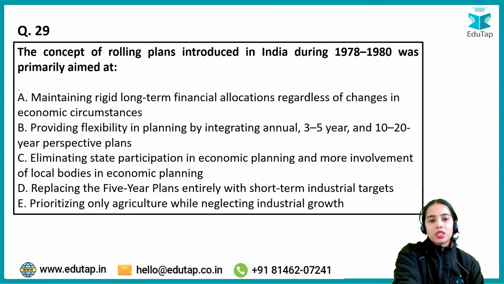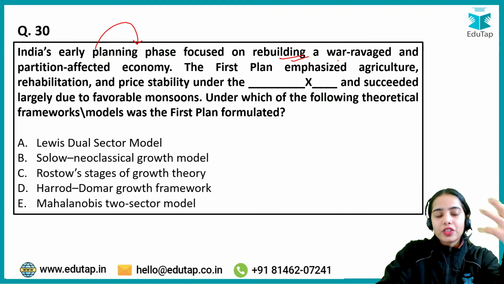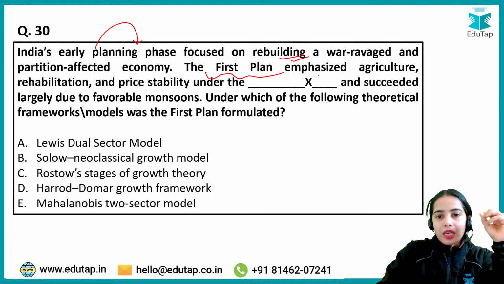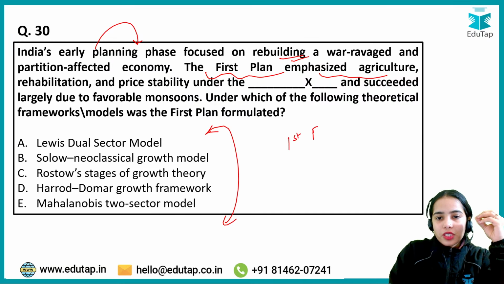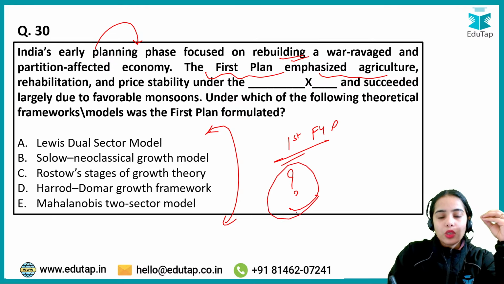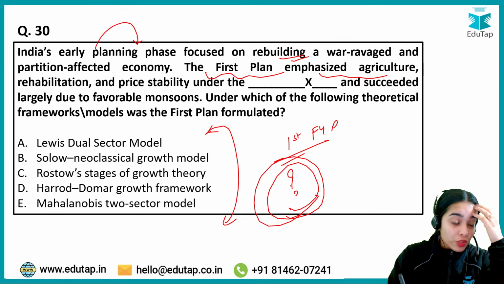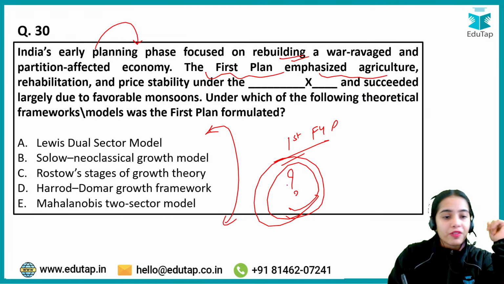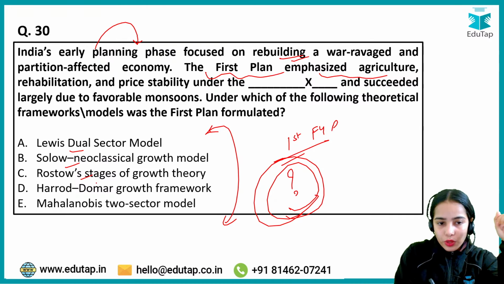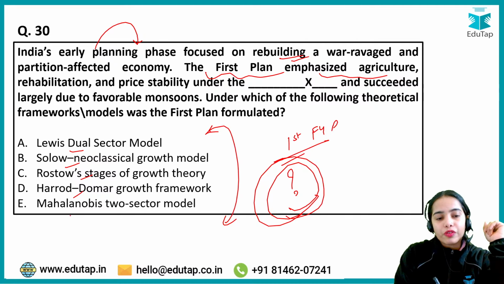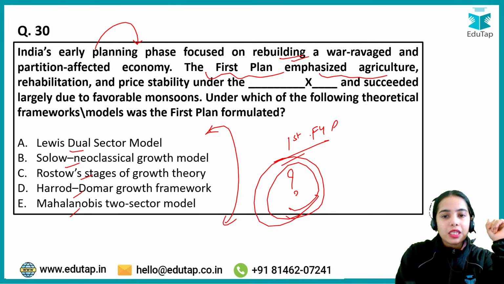Next, India's early planning phase focused on rebuilding a war-ravaged and partition-affected economy. The first plan emphasized agriculture, rehabilitation, and price stability under which growth model or framework? The options are Lewis dual sector model, Solow neoclassical growth model, Rostow's stages of growth theory, Harrod-Domar growth framework, or Mahalanobis two-sector model. Yes, very good, the Harrod-Domar growth framework.